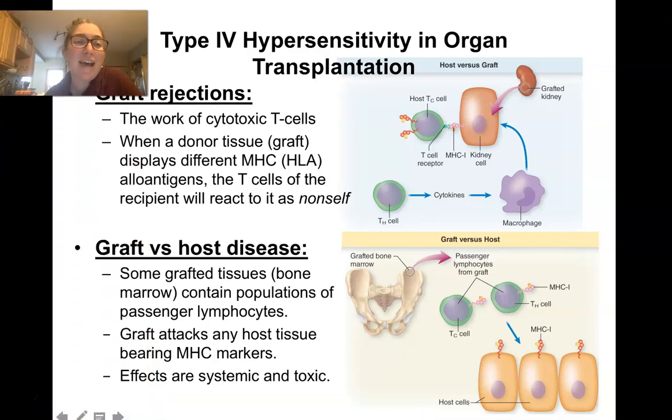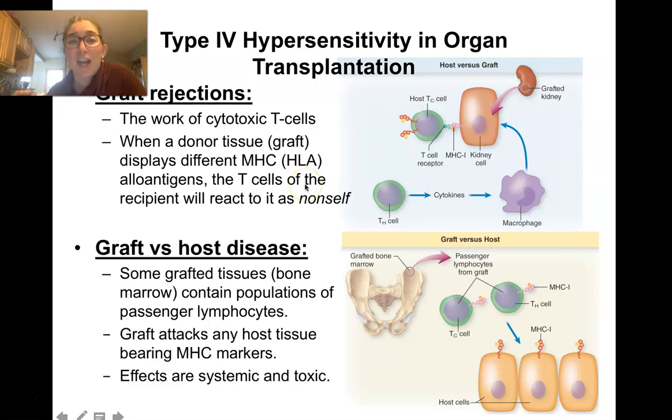hypersensitivity has to do with transplant tissues. So rejecting a graft, or in some cases the grafted tissue can reject the host. So graft rejections are when you get an organ transplant and your T cells recognize that, let's say you got a kidney transplant, and the kidney's from someone else, and they have different MHC class 1, different self markers, and your T cells recognize it as not self. And so then the T cells end up killing those kidney cells and killing that kidney.